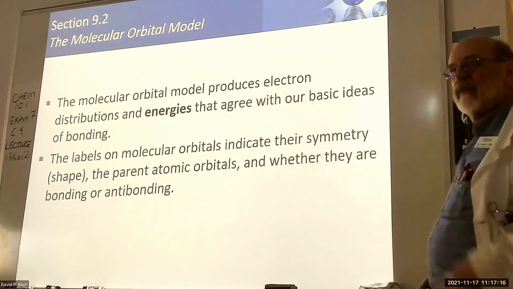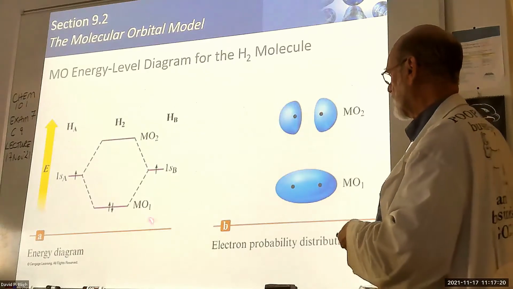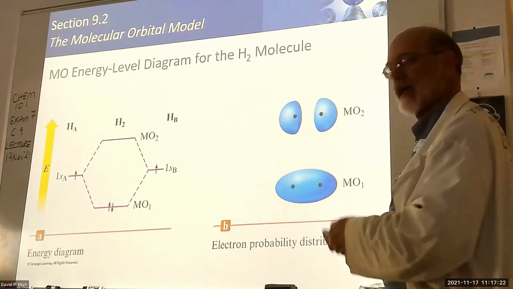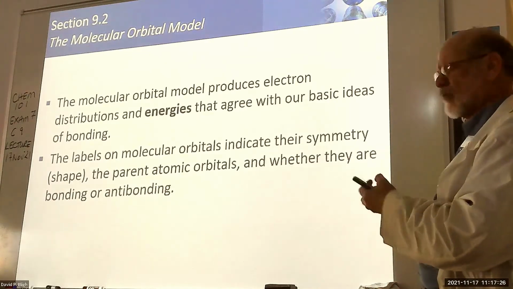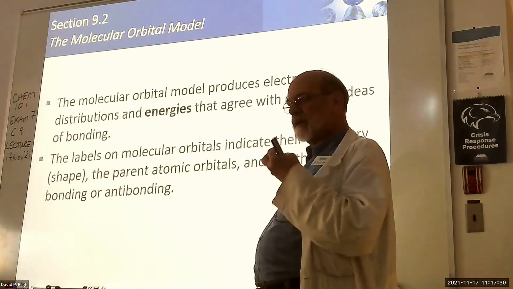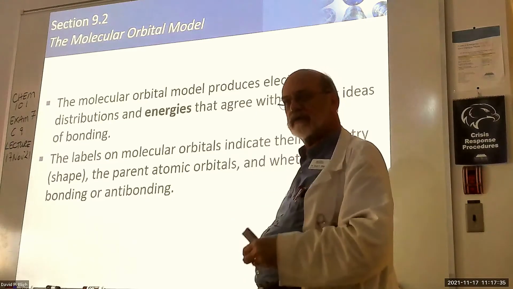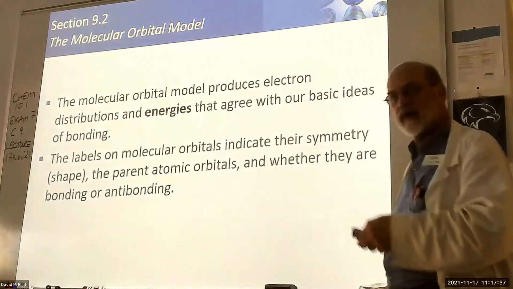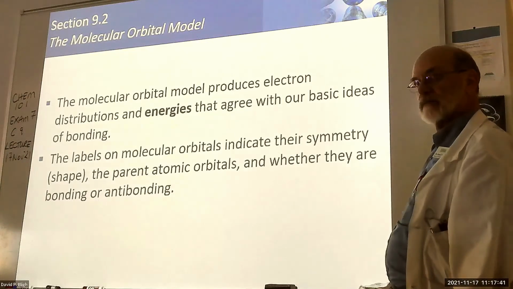Okay, we got to label these orbitals. Let's go back. Oh, we haven't labeled them yet. Okay. And we usually label the molecular orbitals in such a way that it says this is where they were derived from these atomic orbitals. So it gives us some information as to what was the origin.